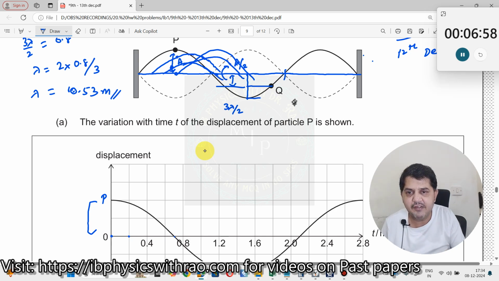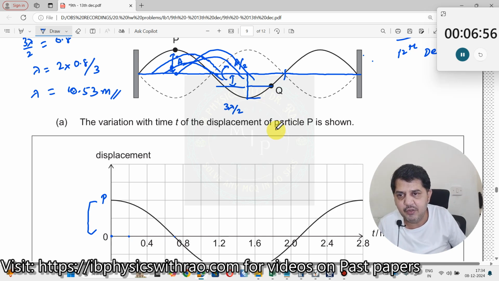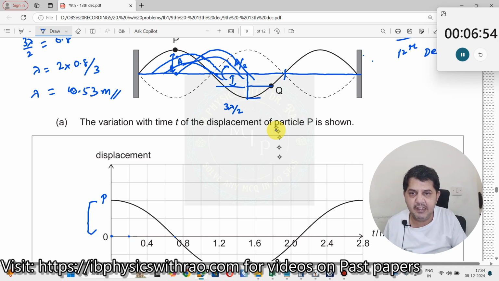Okay, now let us look at Q here. Now what is happening to Q? When I took the picture of P, what was the value of Q? The value of Q was A by 2, right? The amplitude of Q was A by 2.